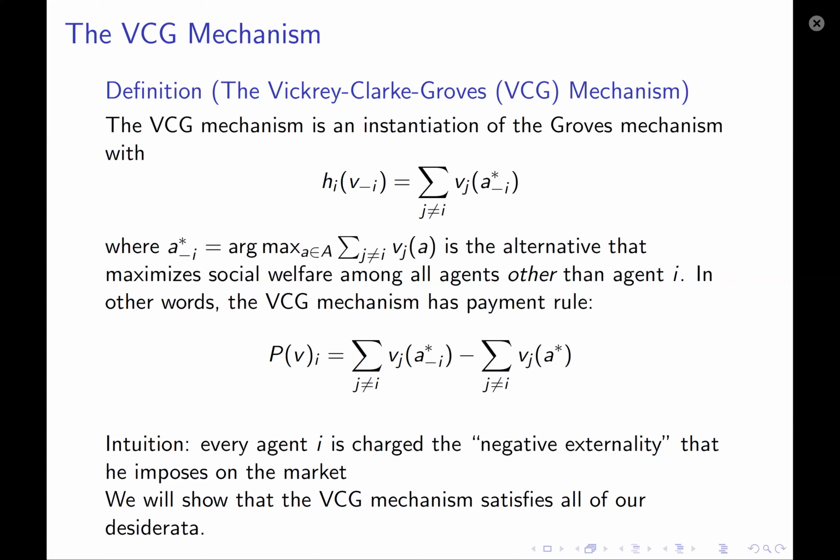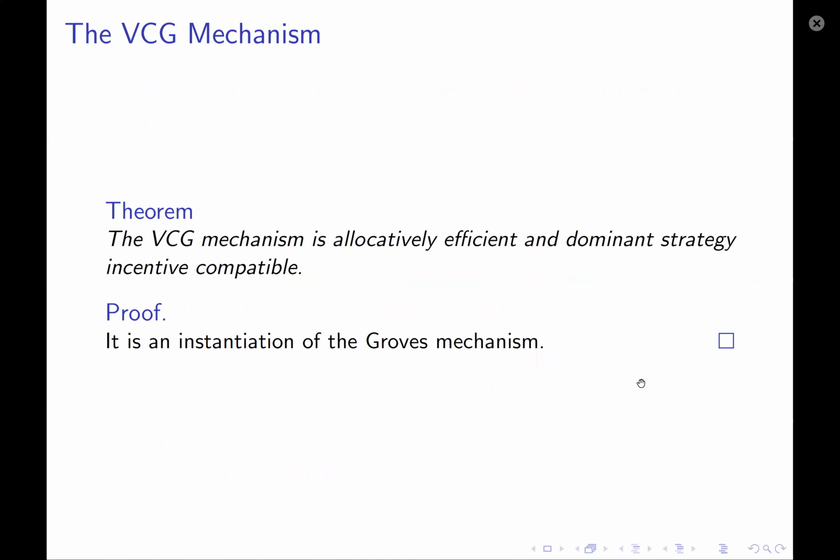All right. So what we're going to show is that the VCG mechanism actually satisfies all four of our desiderata. We already know, of course, that the VCG mechanism is allocatively efficient and dominant strategy incentive compatible. And that's just because it is a Groves mechanism, right? The VCG mechanism is just a Groves mechanism for a particular choice of h. And we proved already that for all Groves mechanisms, no matter what h is, you get allocative efficiency and dominant strategy incentive compatibility. So there's nothing else to prove here.